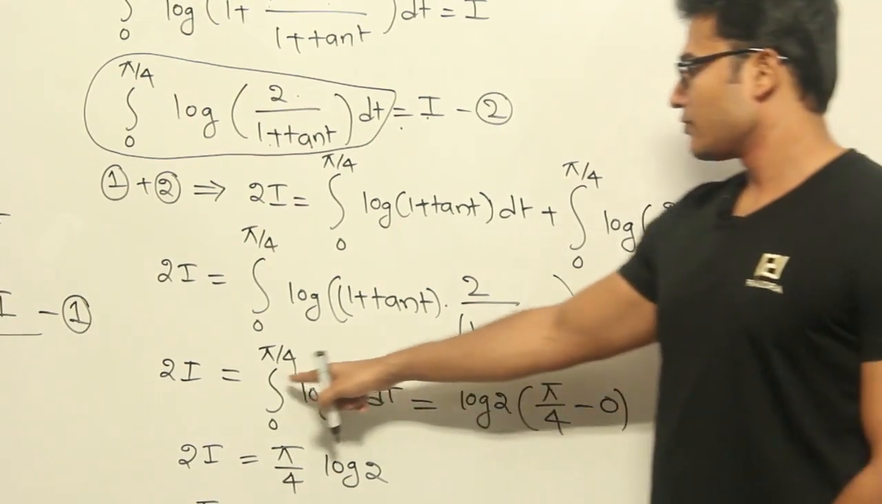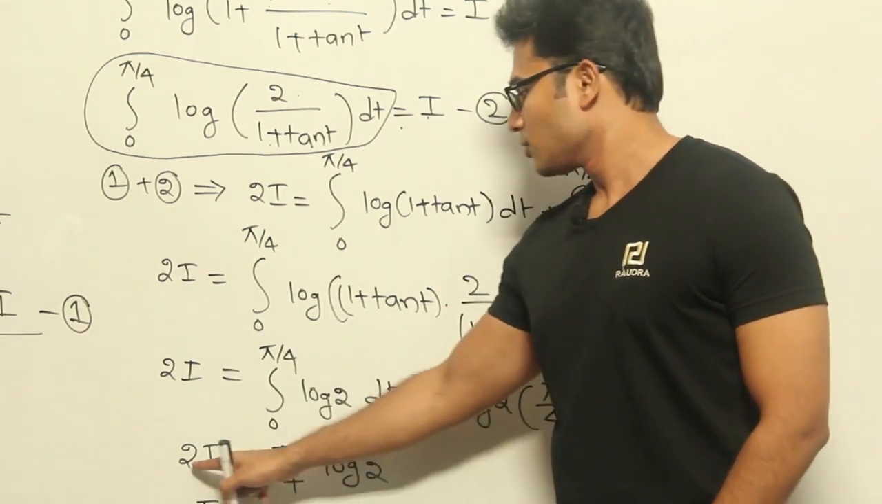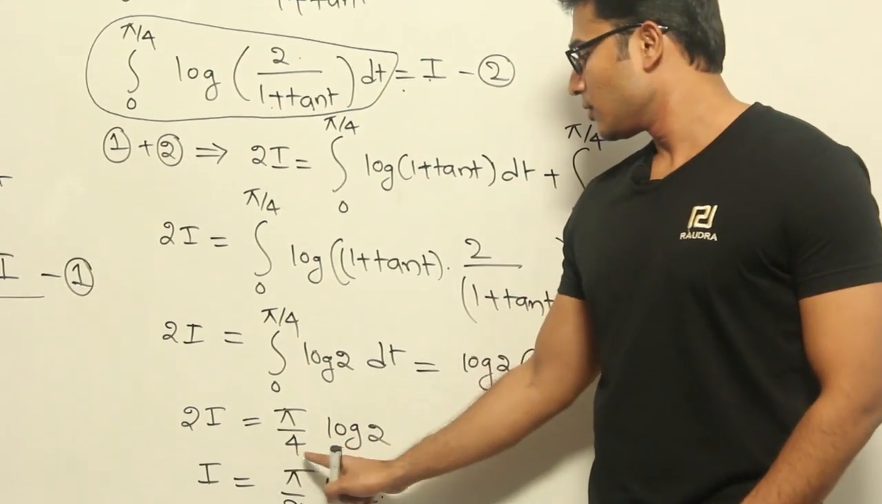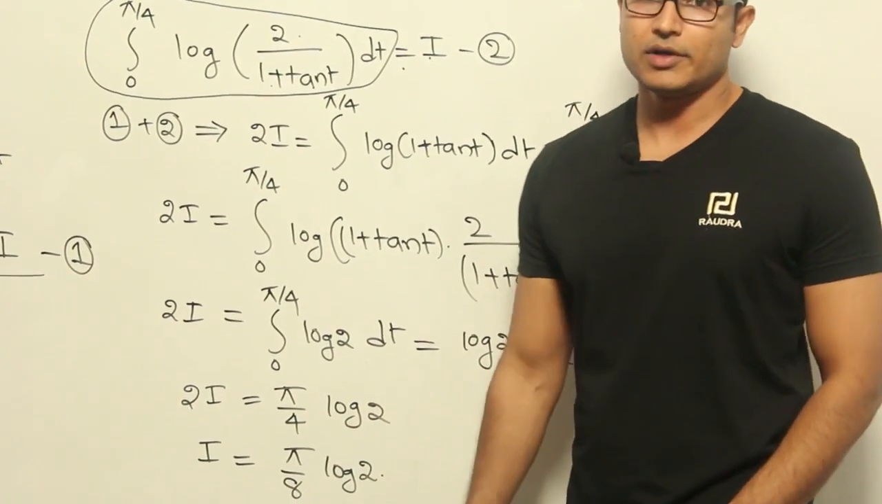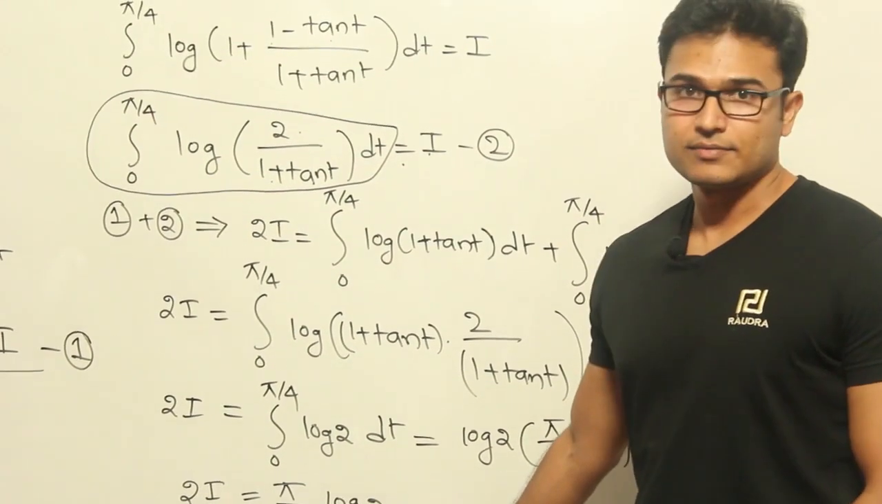So whatever this value you got, that is equal to 2I, but what we wanted is I. Now 2I is equal to pi by 4 log 2, therefore I will be equal to pi by 8 log 2. Got it? So this way you can solve this question easily, right?